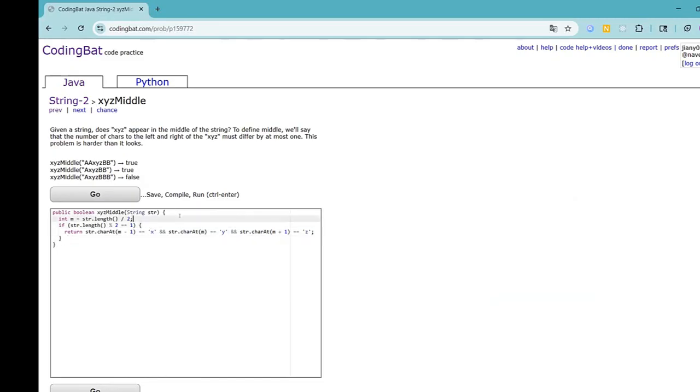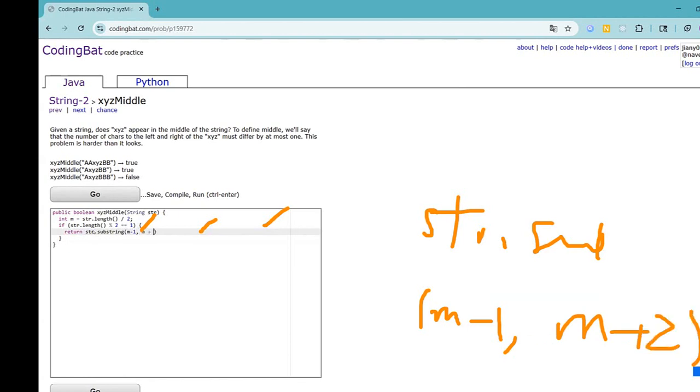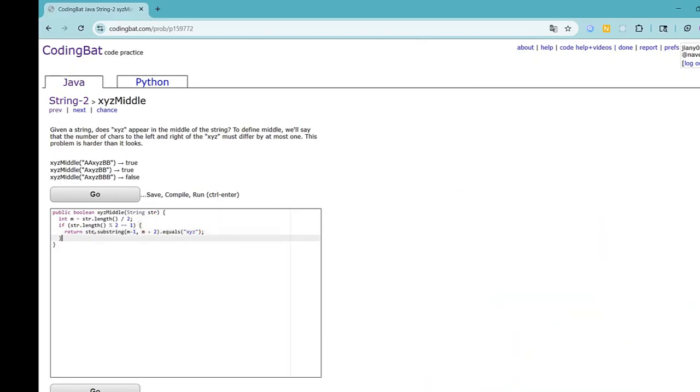Right here, why are you doing this character add? You just do str the substring m minus 1 to m plus 2 that equals a string of xyz. That would be easier, right? Why are you doing that? That is actually wasting time.